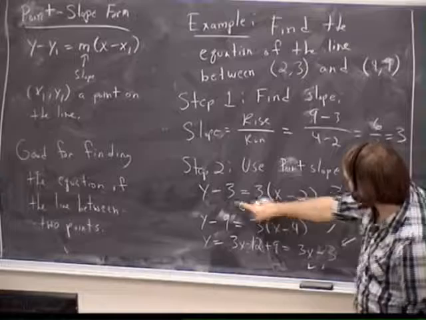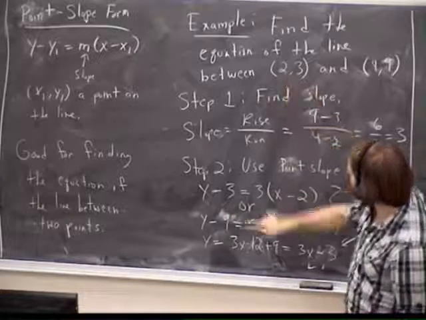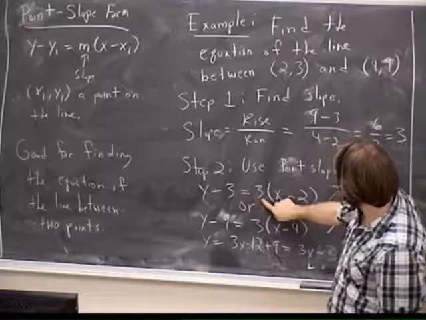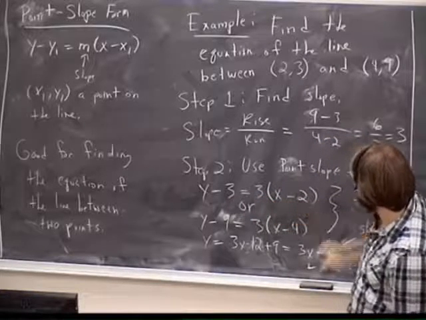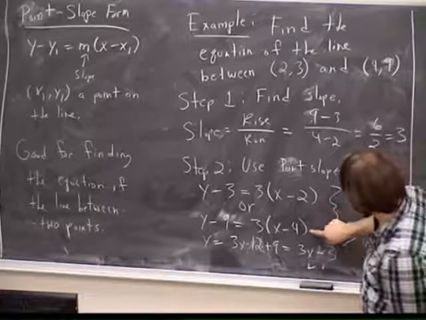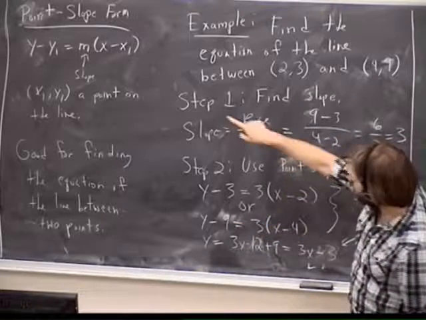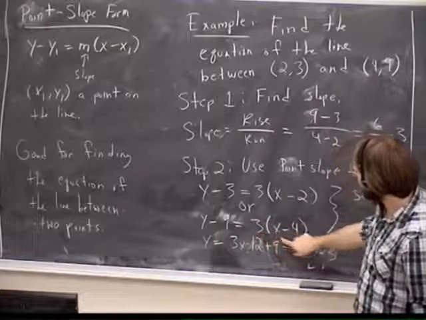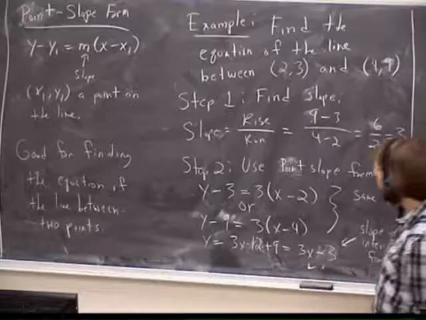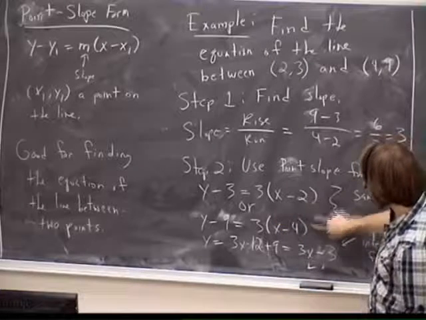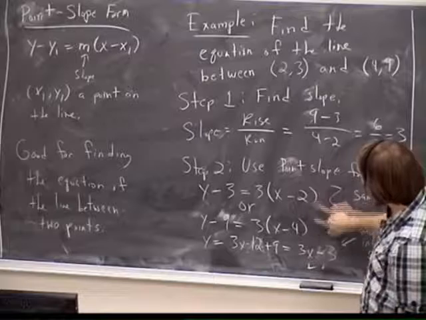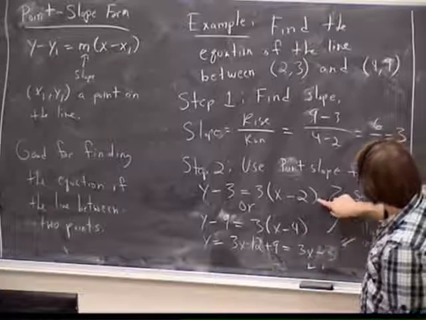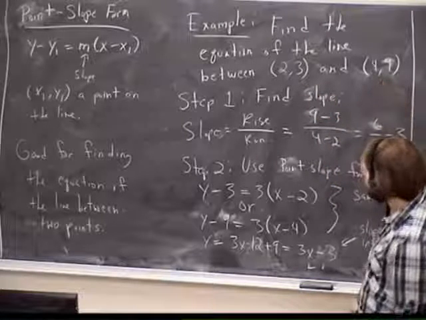So down here, I've just started plugging in the first point, (2, 3), and I get y minus 3 equals slope times x minus 2. And under it, you see I plugged in point-slope form with the other point. y minus 9 is equal to 3 times x minus 4. Now, if you're asked to give the equation of the line, either one of these is correct, because they actually give you the same line, as we'll see in a minute. So that means you can use either point for the formula and it will be right.